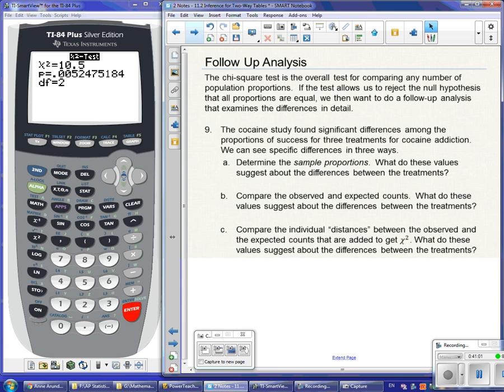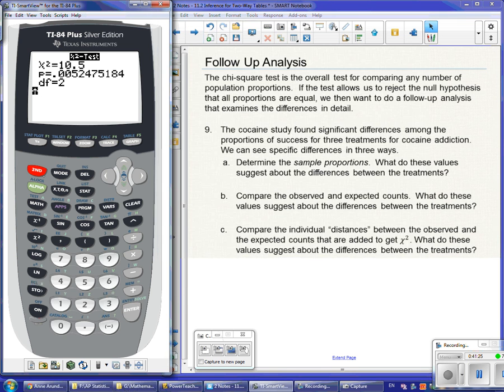It also says that you could compare the individual distances between the observed and the expected counts that are added to get chi-squared. Those would be all of the little values that, when you add them up, give you the value of chi-squared. The calculator, I thought it gave you somewhere. Let me see, one second.